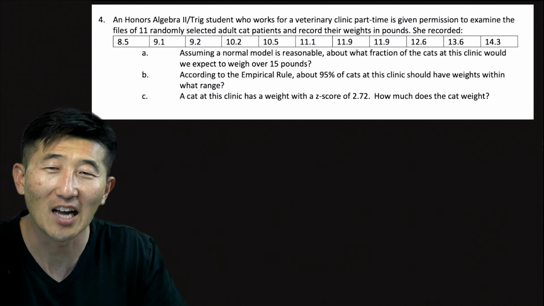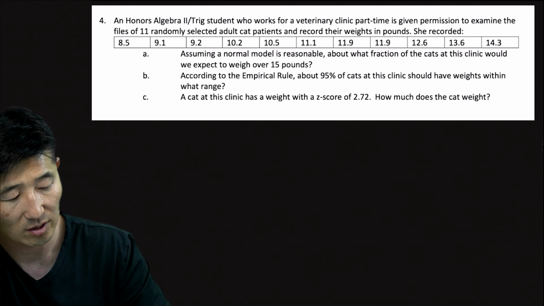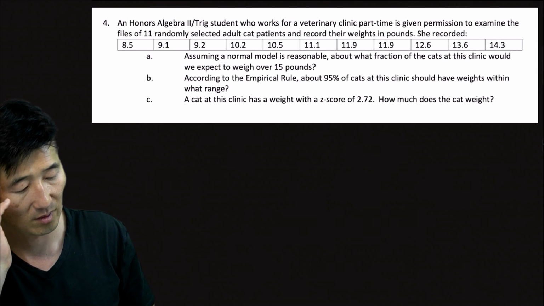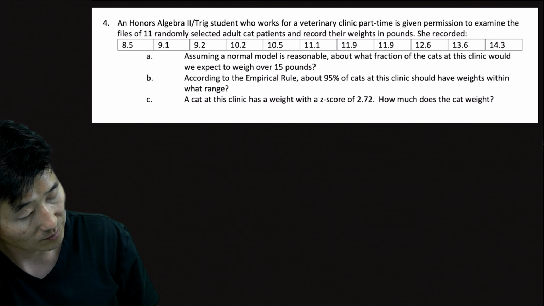Okay. An honors algebra 2 student. Can you read it out loud? An honors algebra 2 trig student who works for a veterinary clinic part-time is given permission to examine the files of 11 randomly selected adult cat patients and record their weights in pounds. She recorded all those. Those are weights of cats, right? Okay. So now read the first prompt and tell me if you know what they're asking you to do.